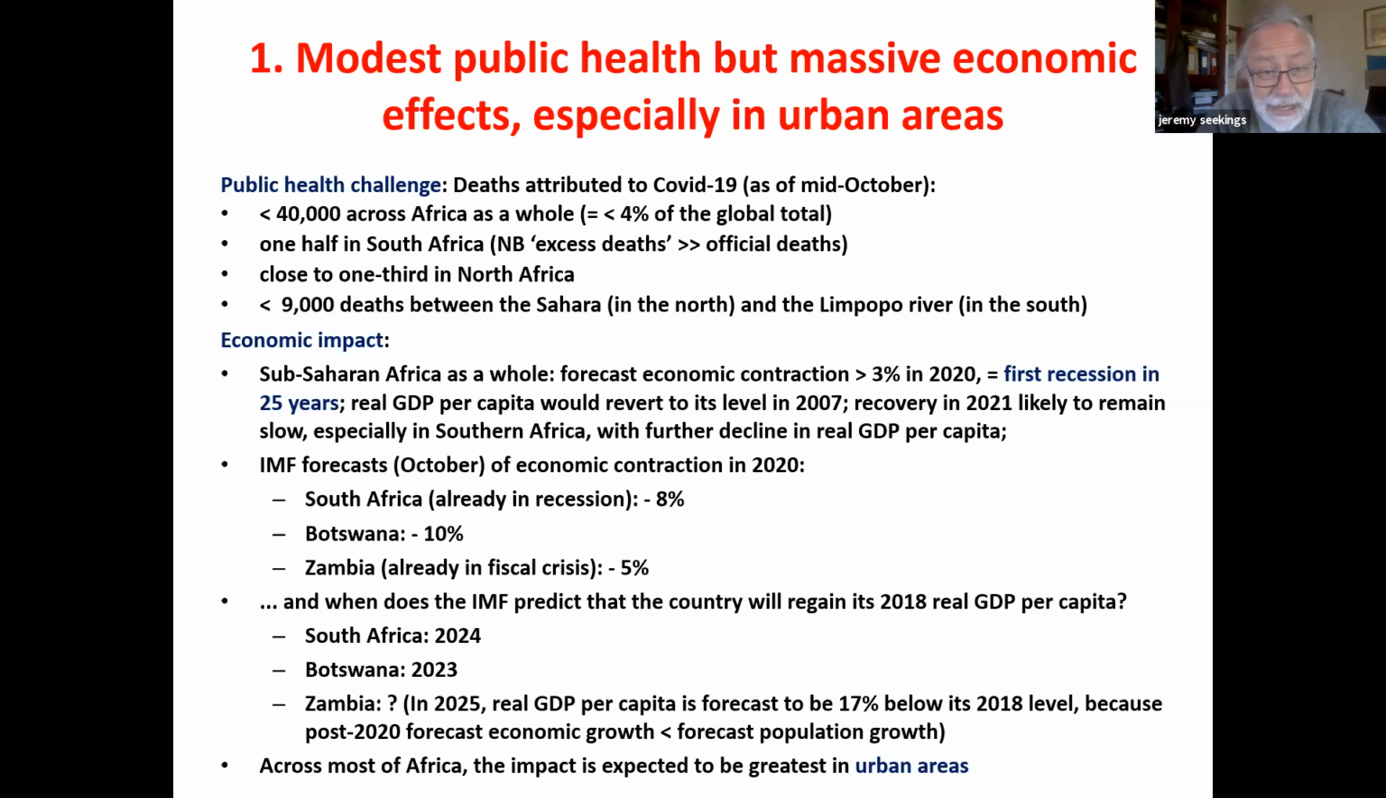And the effects are likely to linger. GDP per capita is predicted to recover to its 2018 level only in 2023 in Botswana, 2024 in South Africa, and 2025 in Zambia. Sorry, way after 2025 in Zambia. The Zambian economy is in a real mess, and COVID has pushed it further. So the impact is essentially economic, not public health, but it's a serious, major economic impact, unprecedented in recent years.